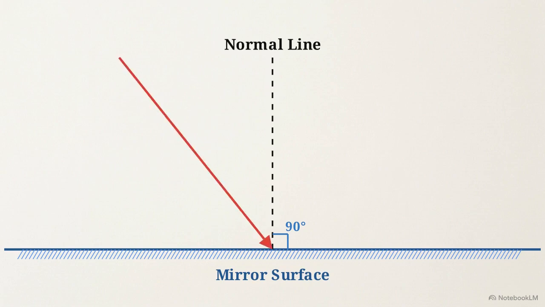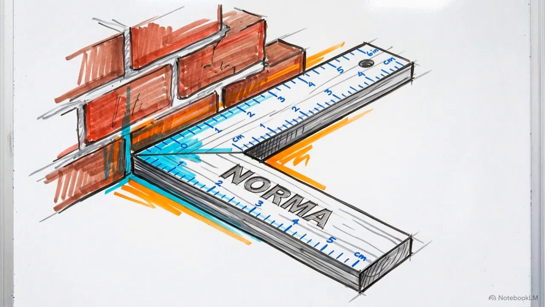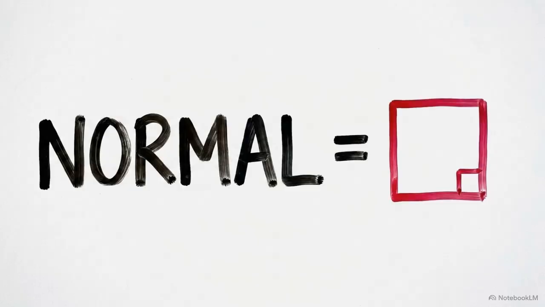When a laser bounces off a mirror, scientists measure the light's angle relative to this upright normal line. This meaning comes from the Latin word norma, referring to a carpenter's square, a tool used to ensure walls were perfectly upright. So in geometry, normal is a direct instruction to look for a perpendicular direction.